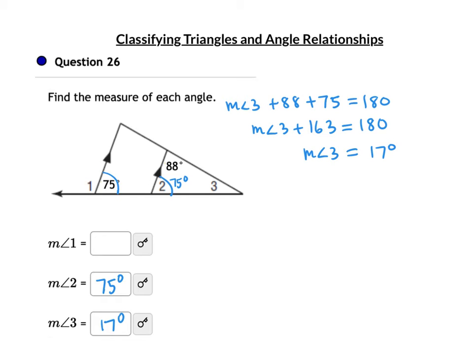Notice that 75 degrees and angle 1 are a linear pair. Those two angles add to 180. So I can just take 180 and subtract 75. That's 105. And I know that angle 1 is 105 degrees.